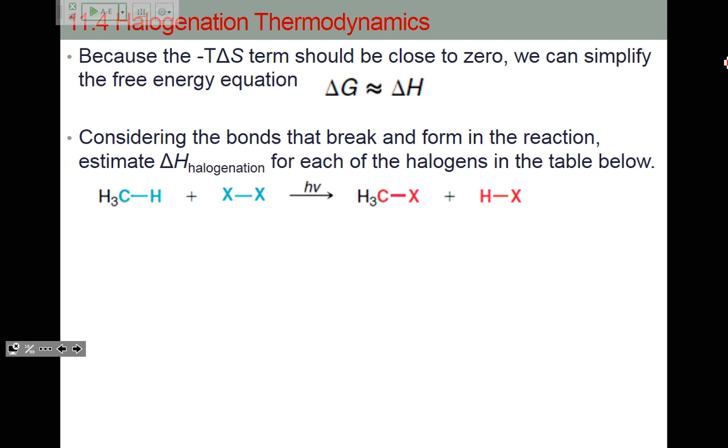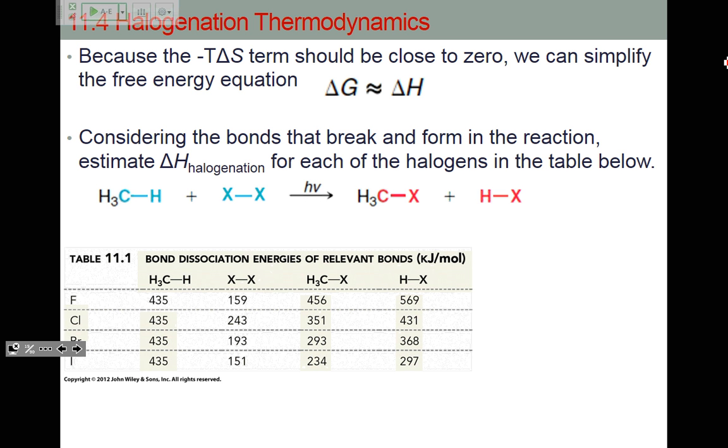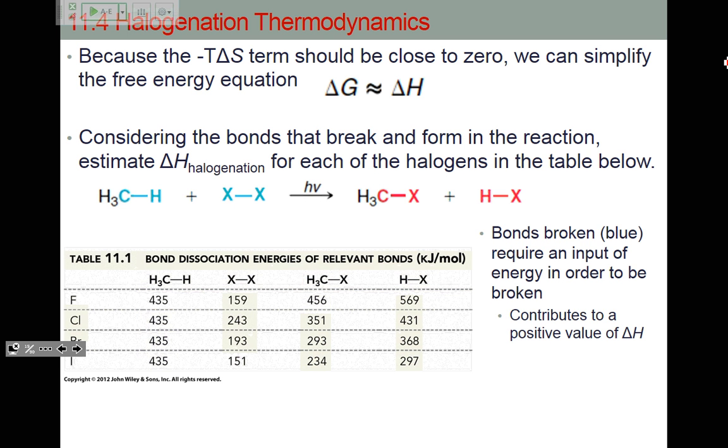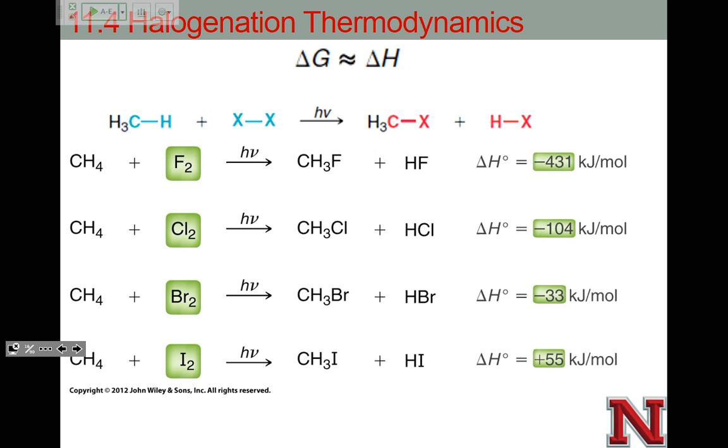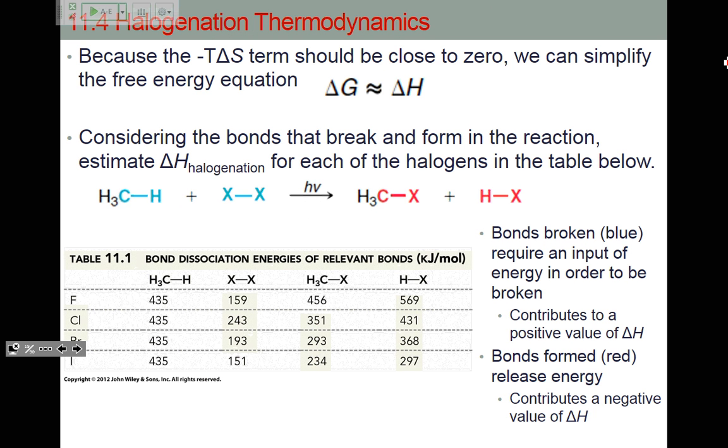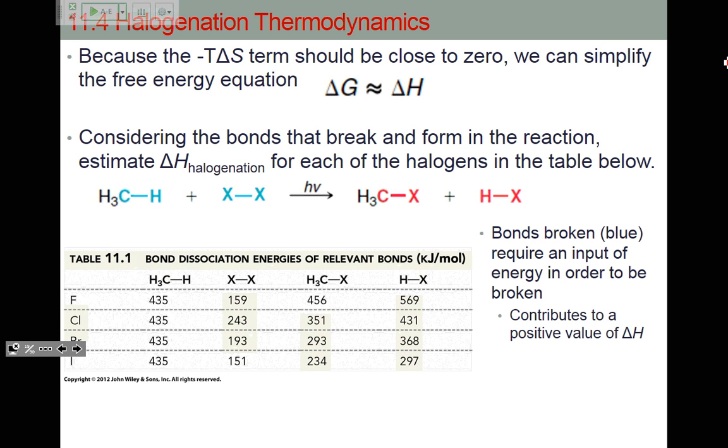So of course we can look up bond dissociation energies, and what's going to be different when we're comparing these is our bond dissociation energies depending on which halogen we use for our X-X bond. And these terms can be different depending on which halogen we use, so how much energy is released. So this is just our differences for our bond dissociation energies. And remember, bonds that are broken require energy, so that contributes to our positive value of delta H, whereas bonds formed release energy, which contributes to our negative value of delta H. And remember, we want our overall delta G to be negative, so that's what we're looking at.